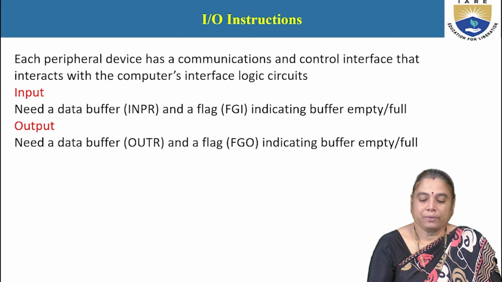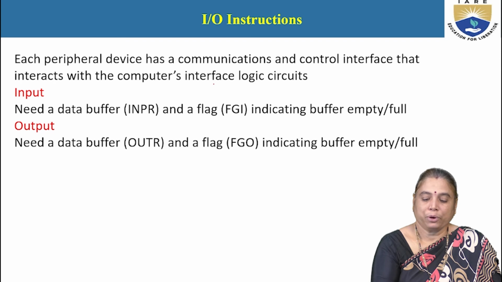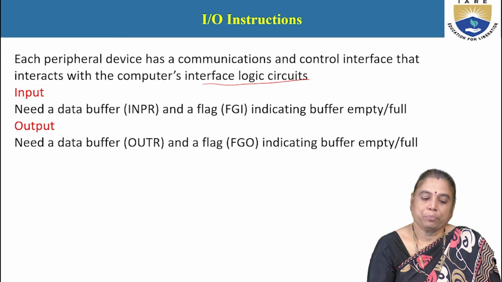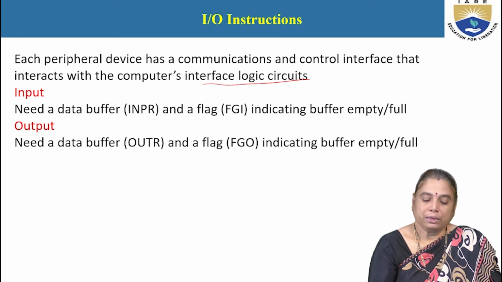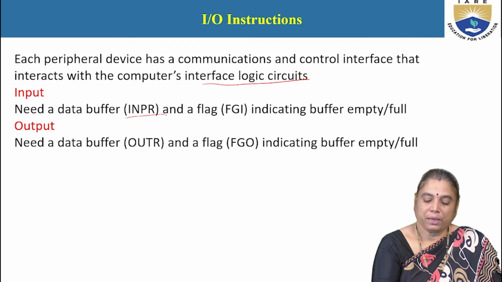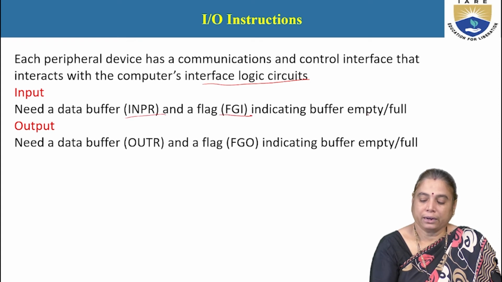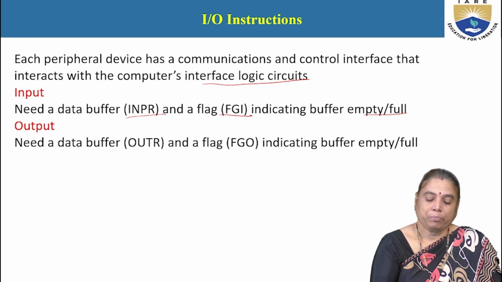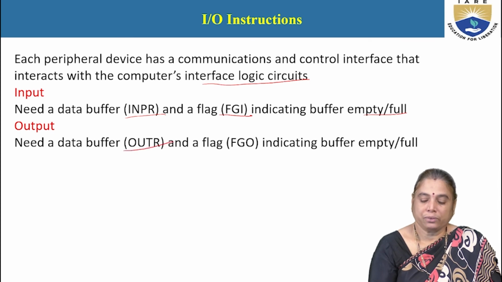Each peripheral device has a communication and control interface that interacts with the computer interface logic circuit. This is generally referred to as the input-output processor. The input needs a data transfer register, INPR, and a flag FGI indicating buffer empty or full. With the help of the INPR register and the FGI flag, the input operation can be performed. In a similar way, the output operation is performed using the OUTR register and the FGO flag.